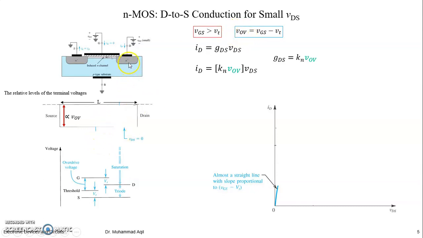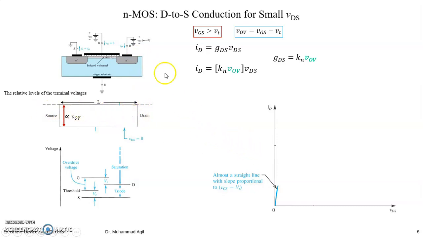So if I now increase VDS, the voltage from drain to source, but keep this VDS small, in millivolts, then we have a current from drain to source. The charge carriers, electrons, actually move from source to drain, but the conventional current direction is from drain to source.